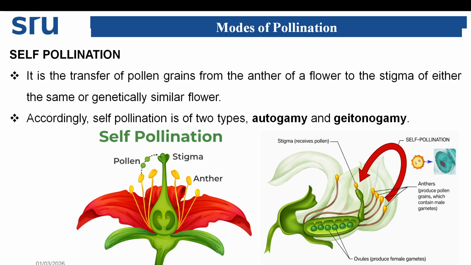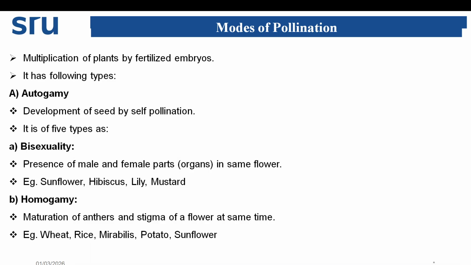So here you can see in the picture, from anther to stigma. These are the pollen grains, right? Here also you can see these pollen grains going from anther to stigma. This is called self-pollination. So multiplication of plant by fertilized embryo, that's self. First, autogamy: this is the development of seed by self-pollination.